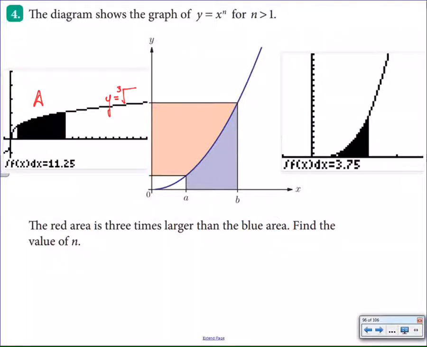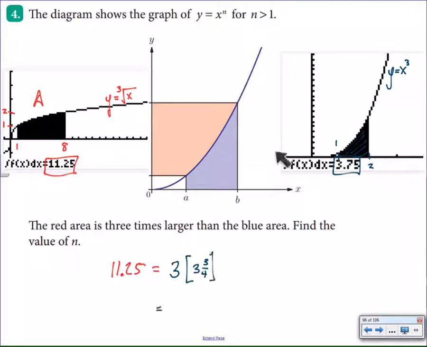So just to make sure that was right, I took y equals x cubed and found the area from 1 to 2, that's a and b. And then I took the inverse of x cubed and found the area from 1 to 8, that's f of a to f of b. And that shows 11.25 and 3.75. If I take 3 times the blue area, I get 11 1/4, which means I did the work right.